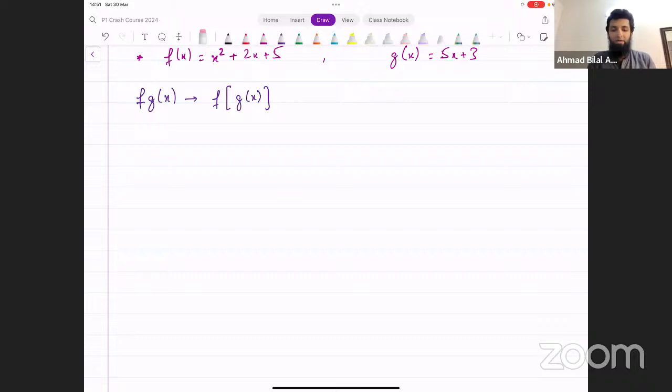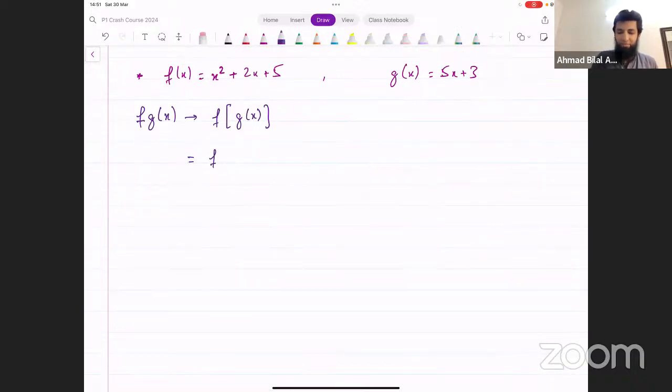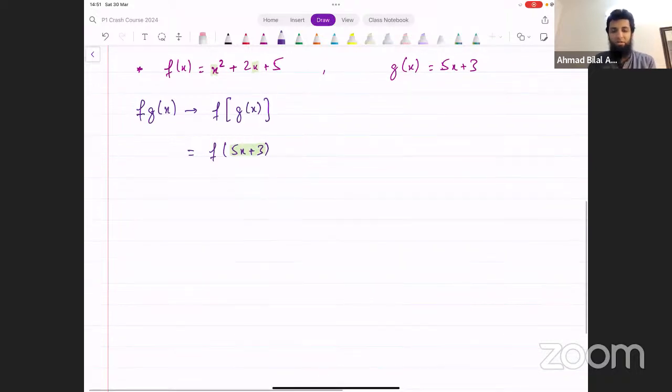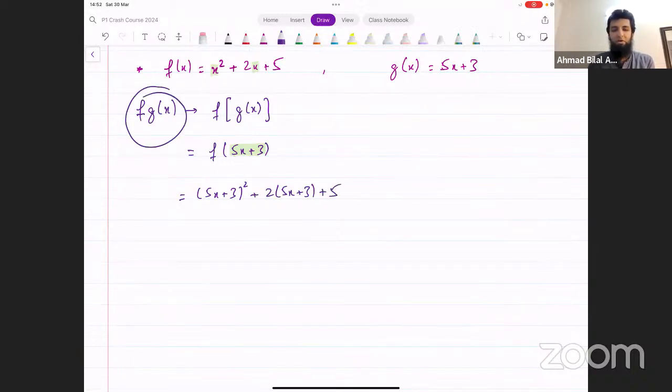So how would you evaluate this? You would say, okay, this now becomes f of g of x. Now what's g of x? G of x is this, 5x plus 3. So that becomes f of 5x plus 3. And now this is something that you know how to evaluate. So in place of x in this function, wherever you have x here, so you have x here and you have x here, you replace that x with 5x plus 3. So what does that become? That becomes 5x plus 3 whole squared plus 2 into 5x plus 3 plus 5. This is fg of x. This is how you would evaluate this expression.